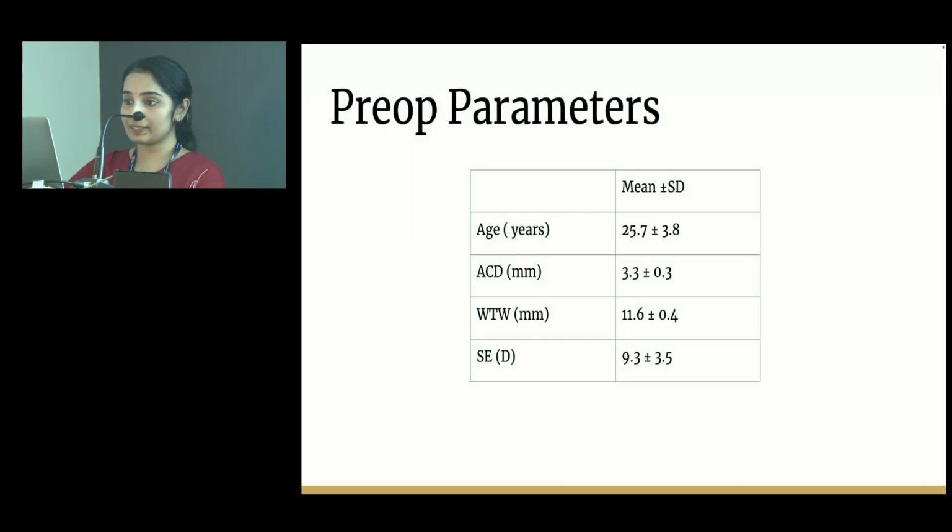Coming to results and discussion, mean age of the study population was 25 years, which aligns with the typical demography for phakic IOL candidates, and AC depth averaged 3.3 millimeter, representing adequate depth for ICL implantation. White to white measurements were relatively consistent at 11.6 millimeter, suggesting appropriate corneal sizing for lens selection, and the spherical equivalent was notably high at 9.3 diopters, reflecting the severe myopic population typical for phakic IOL candidates.